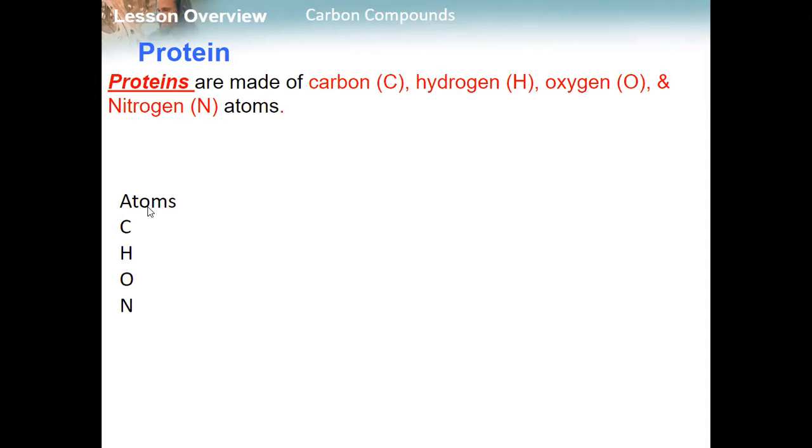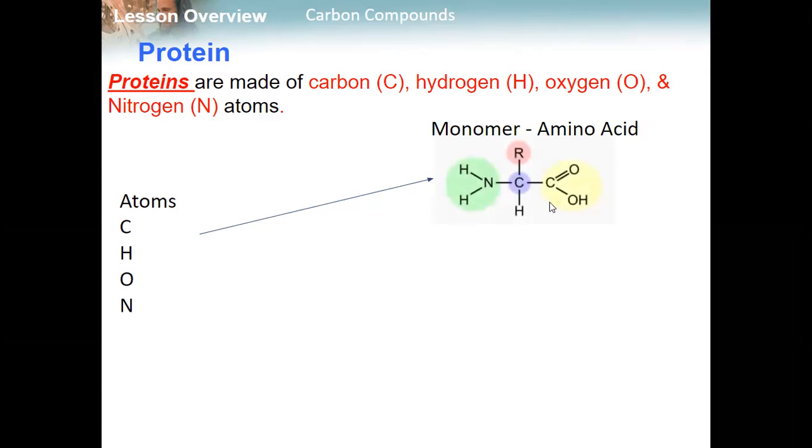Now, if we take a look here, carbon, hydrogen, oxygen, and nitrogen, if we put these atoms in this structure, we will have the monomer, which is called an amino acid. So a monomer, think of it like a puzzle piece, okay? You put a bunch of these monomers, amino acids, all together and you make one big molecule called a protein.